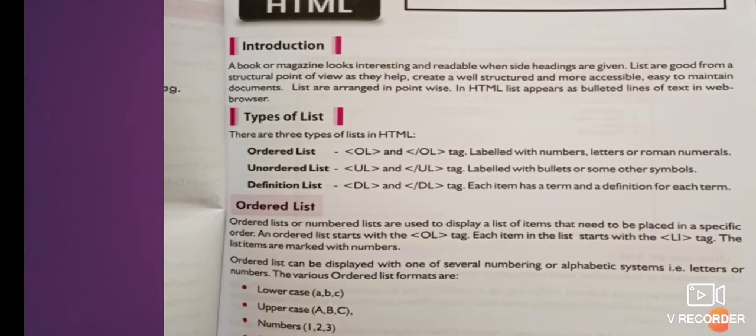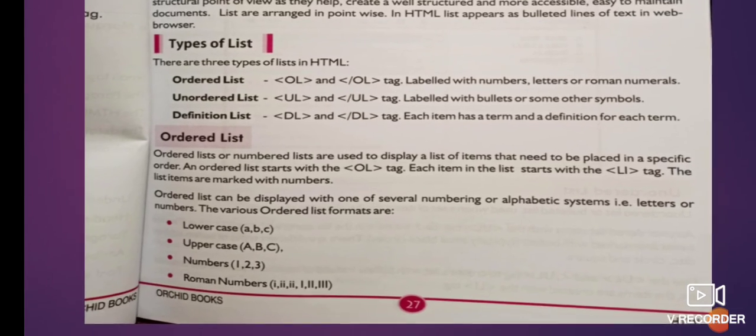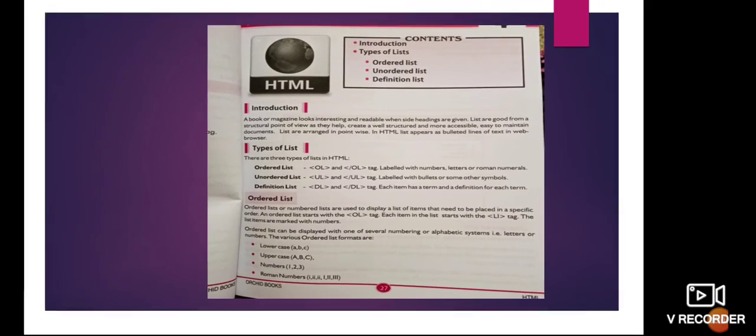And the three types of list, what are they? First one is ordered list. Ordered list must begin with OL and end with the /OL tag, and then for unordered list you have to use the tag called UL and end with /UL, and then for definition list you are going to use DL and /DL. And then here with an example, so see here.